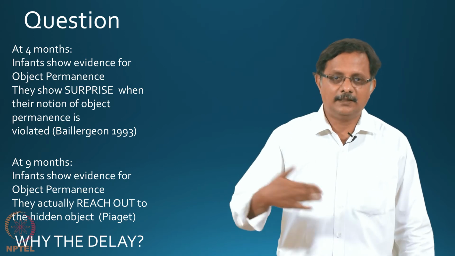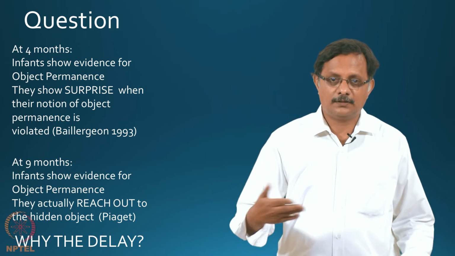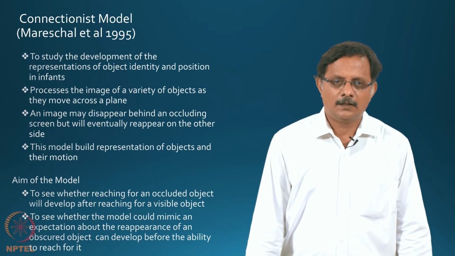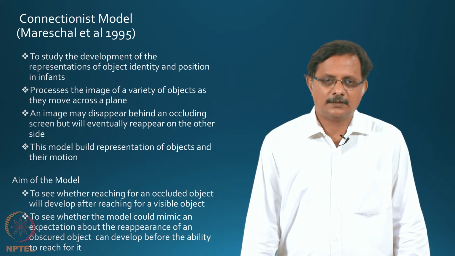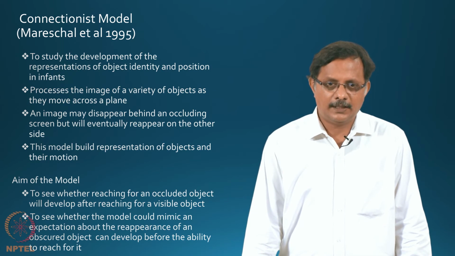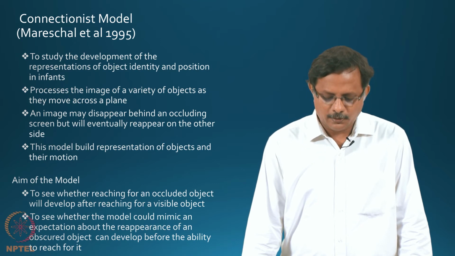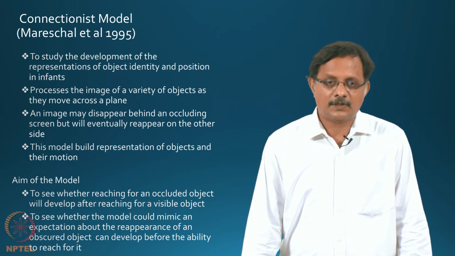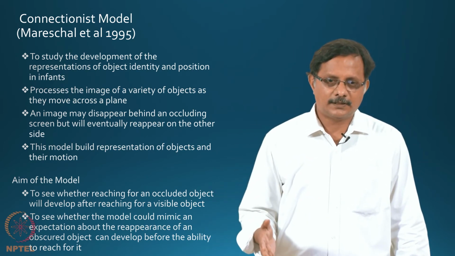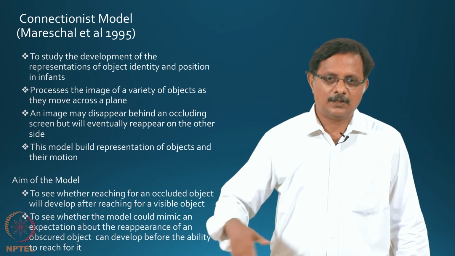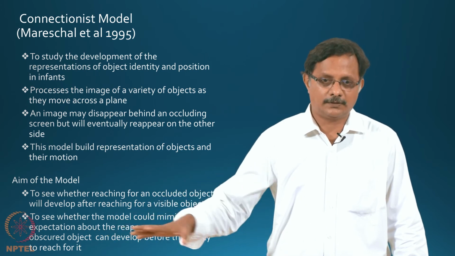But why is there this kind of a delay, and can we reproduce this kind of an effect using a computational model, using a neural network model? So, a connectionist or MLP kind of model of this phenomenon was developed by Mareschal in a paper published in 1995. The aim of this model is to see whether reaching for an occluded object will develop after reaching for a visible object, because that is what Piaget has found. Children or infants reach out for a visible object first. Only much later they evolve the concept of object permanence and reach out for an occluded object.